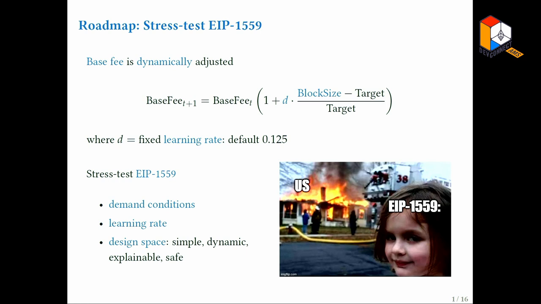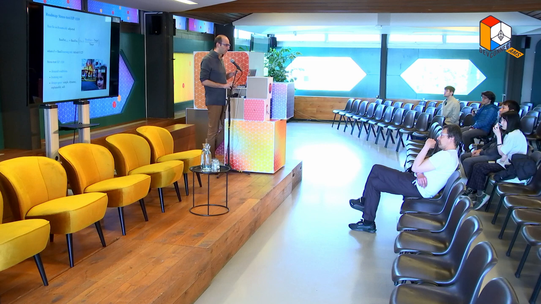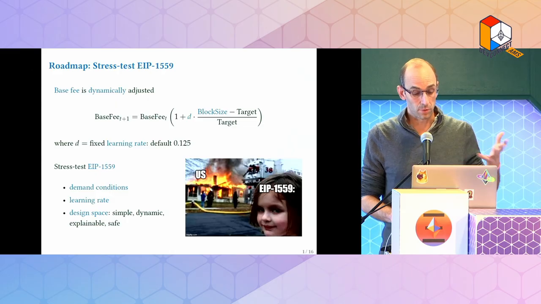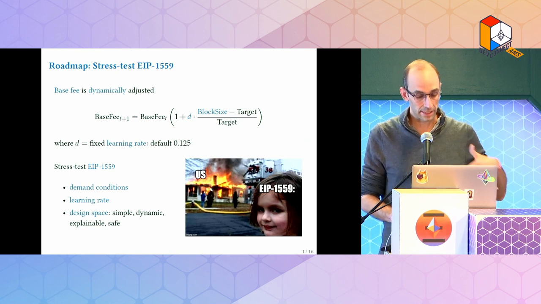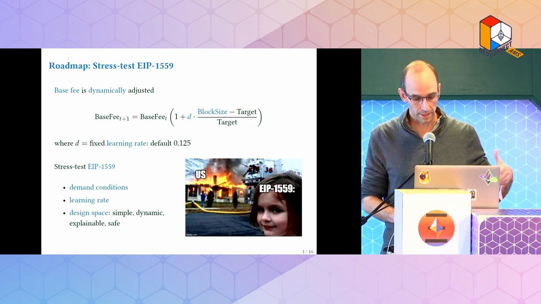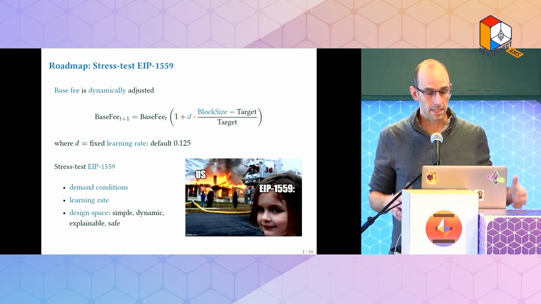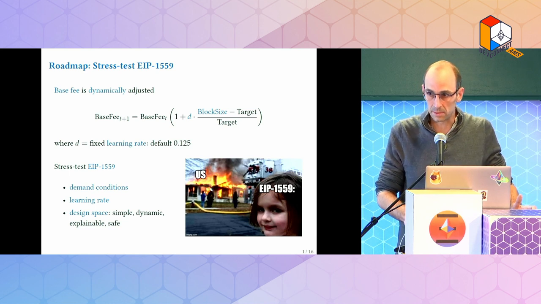And what we want to do in this talk and this work is to stress test this mechanism. What are the parameters that can change in the formula above? There are precisely two things that we can see here. The target, we want to leave at half full blocks for many reasons. This is nothing that we want to play with. So we can change, of course, the block size, which depends on exogenous factors, like the demand that we have for use of the blockchain. And this is something that we want to study. We want to study how the mechanism reacts to different demand conditions.